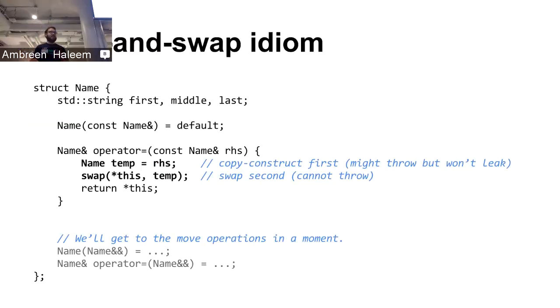Because they're both there. We need to swap some internal pointers. That can't throw, so then we have the new value. Then we can destroy the old value now that it's off to the side. So this is great, this works.